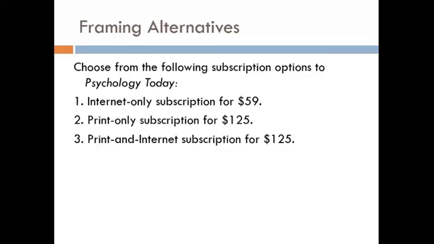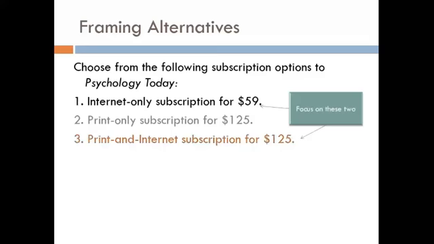Well, it turns out that because of this setup and this framing, having these three options caused the participants to focus on options 1 and 3. They really ignored the print only, because why would you want print only if you could have print plus internet for the same price? So it came down to internet only versus print and internet, and people were much more likely to select the print and internet. It seemed like a bargain to them.